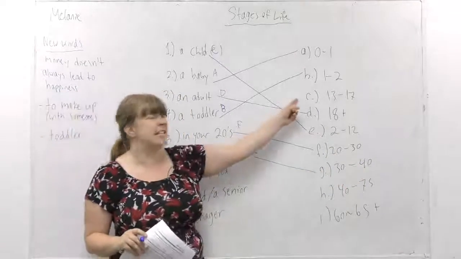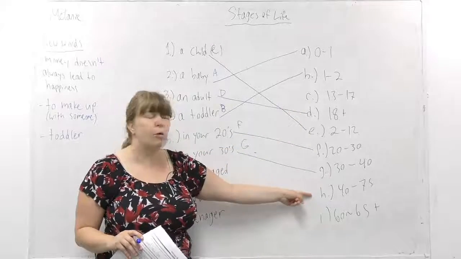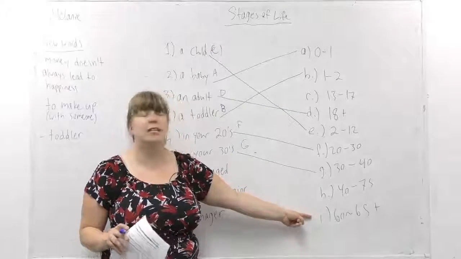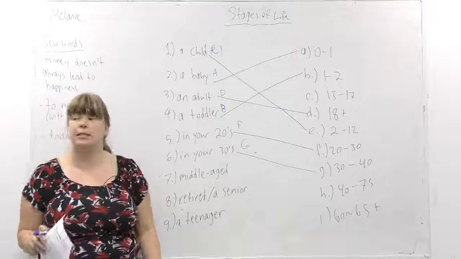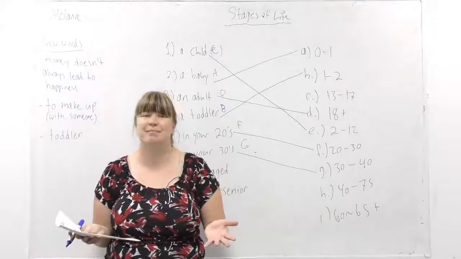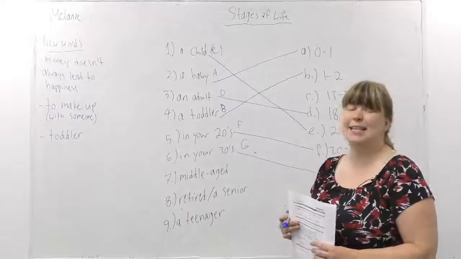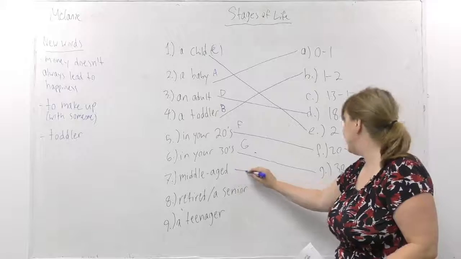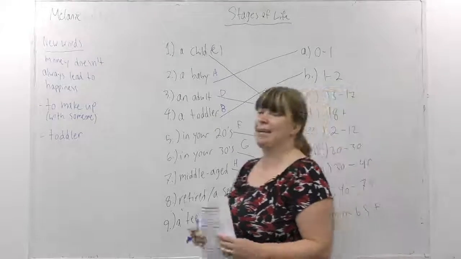We got 13 to 17, not sure about that. 40 to 75, okay, maybe. 60 or 65 years or older. That seems pretty old, but what do you guys think? Any thoughts? Okay, somebody has said 40 to 75. Good, yes. 40 to 75 years old is considered middle-aged.